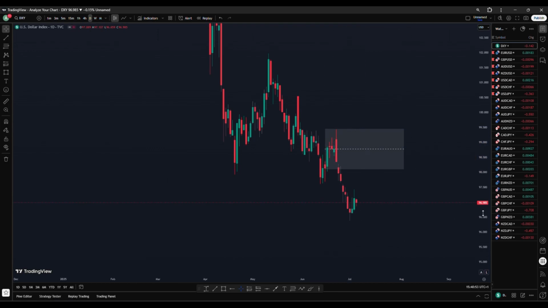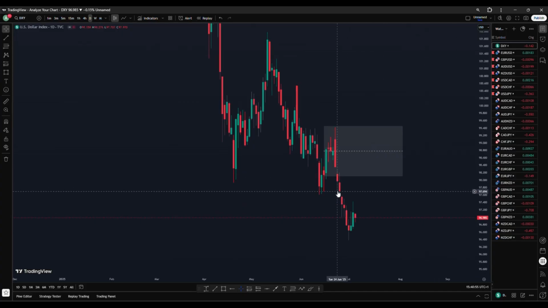Then if you look closely, you can see that we have a fair value gap here also. So let's mark that out. Let's get our two once more. Let's mark the fair value gap out here. So from here to here, we have a fair value gap, right?